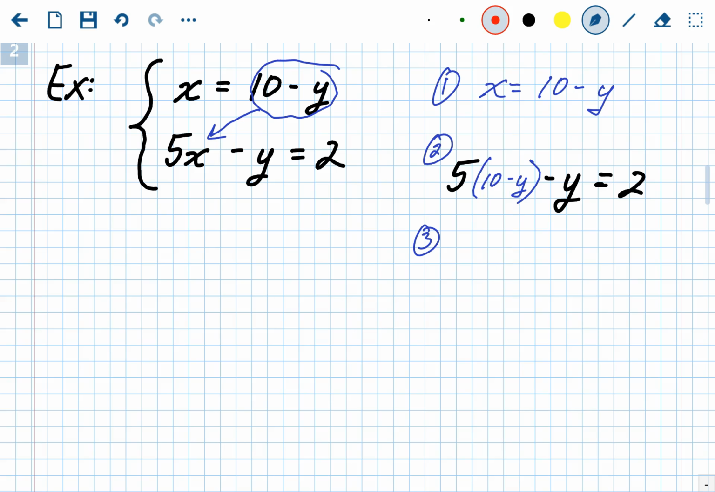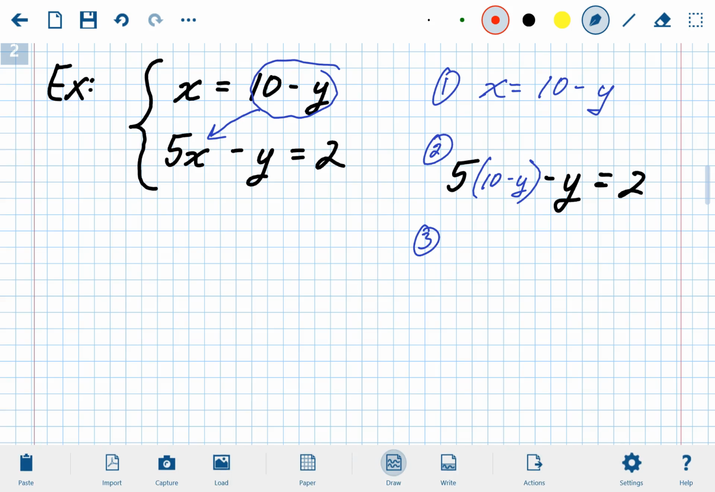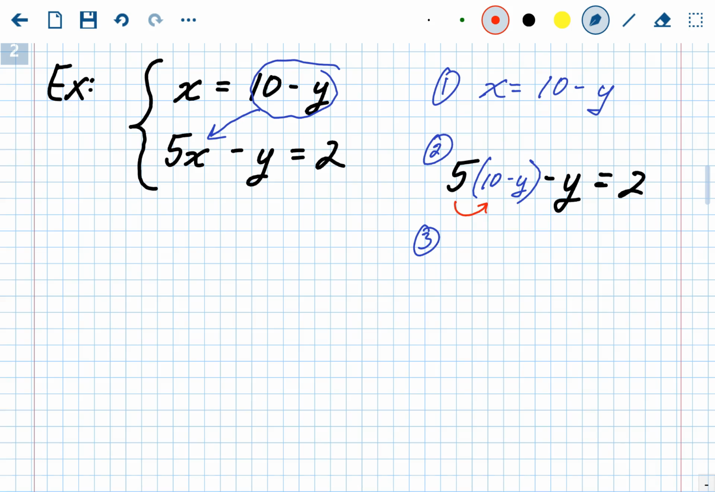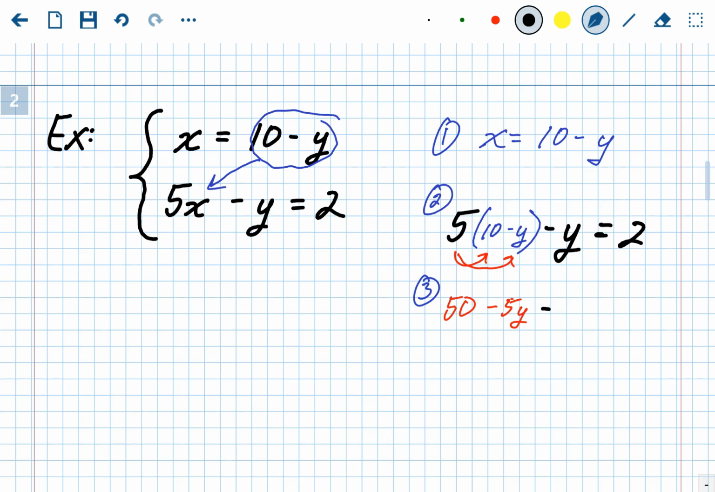Okay. And to do that, you just use whatever you see. In this problem, I'm going to have to distribute the 5. So we got 5 times 10, which is 50. We got 5 times negative y, which is negative 5y. Don't distribute to that y, but it's still there. Equals 2. Actually, I'm going to keep that in black just for continuity. So it's going to stay minus y equals 2.